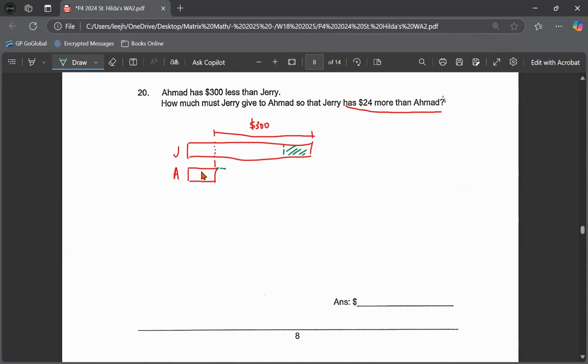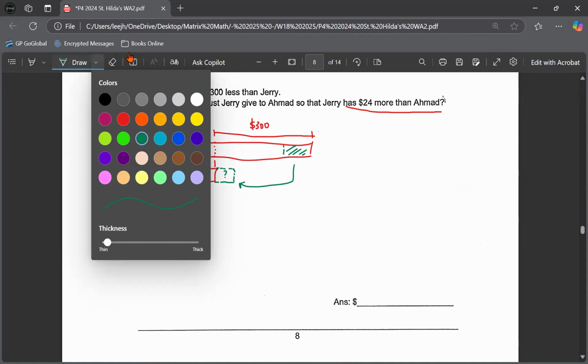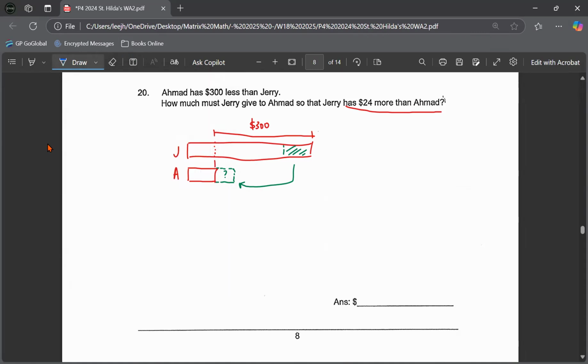Okay, this value you are giving to Ahmad, I don't know how much. End of the day, can you see? I use another color, that Jerry still has $24 more than Ahmad. So, okay. In other words, this $24 cannot be shared.